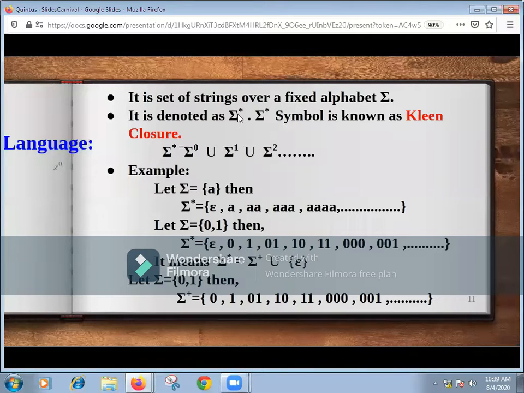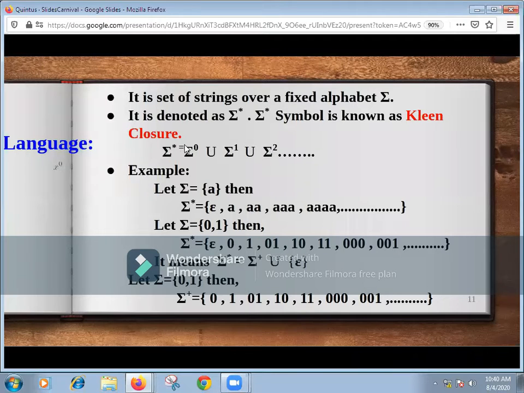So alphabet closure is also known as Kleene closure. Now, exactly what does Kleene closure contain? If we define this Kleene closure in terms of symbolic representation or an equation, then it will be alphabet closure equals alphabet raised to 0 union alphabet raised to 1 union alphabet raised to 2.